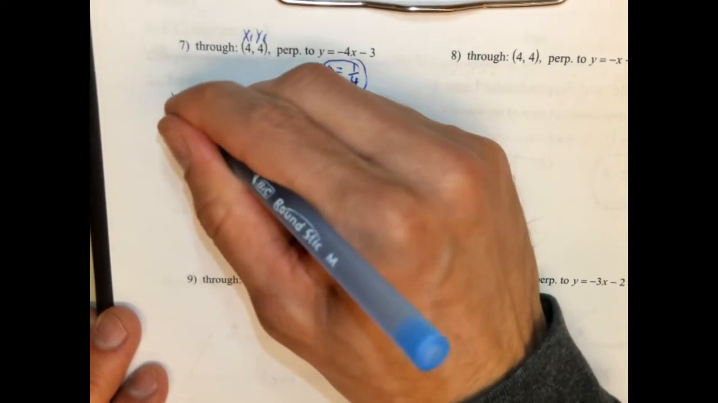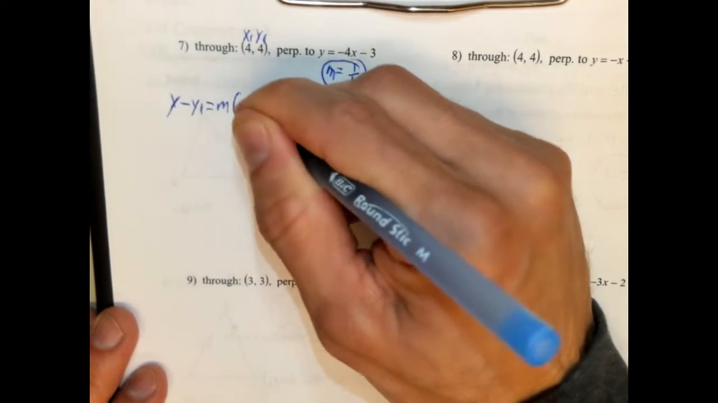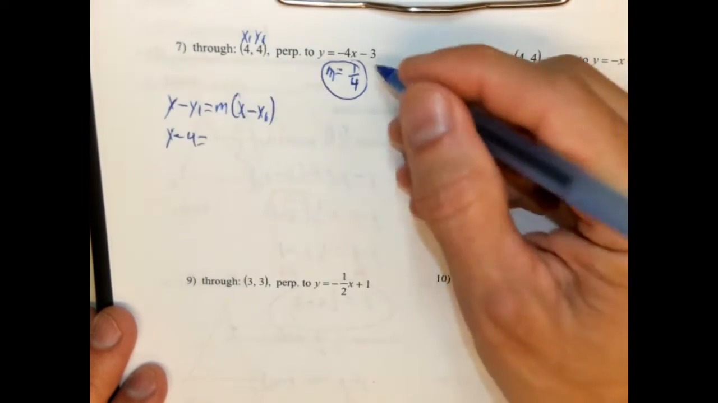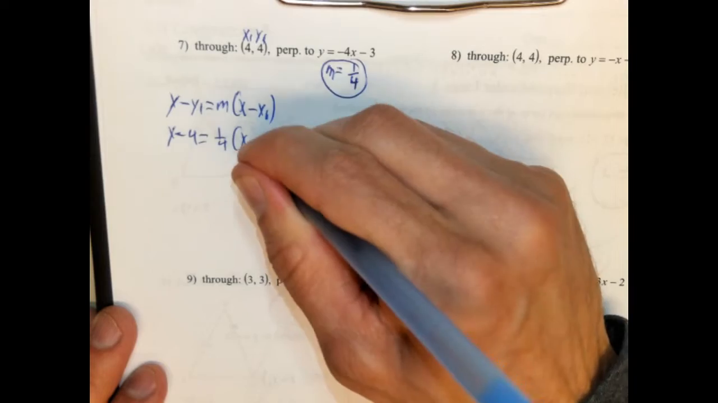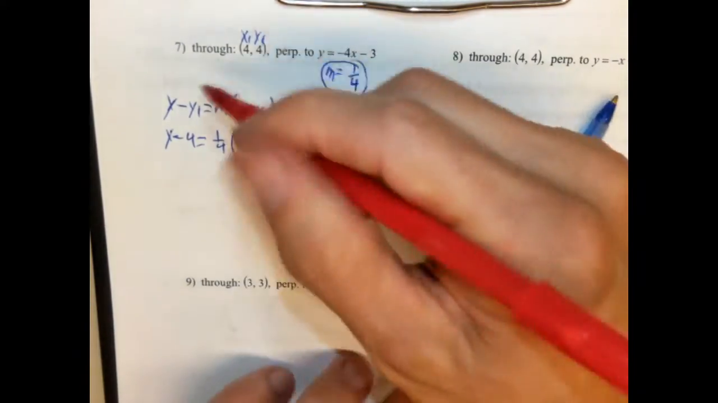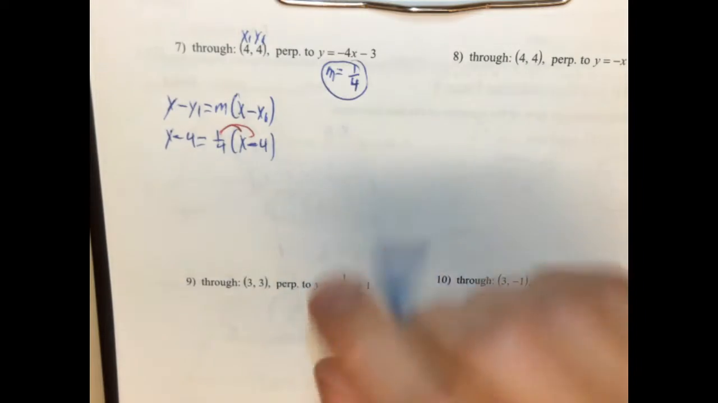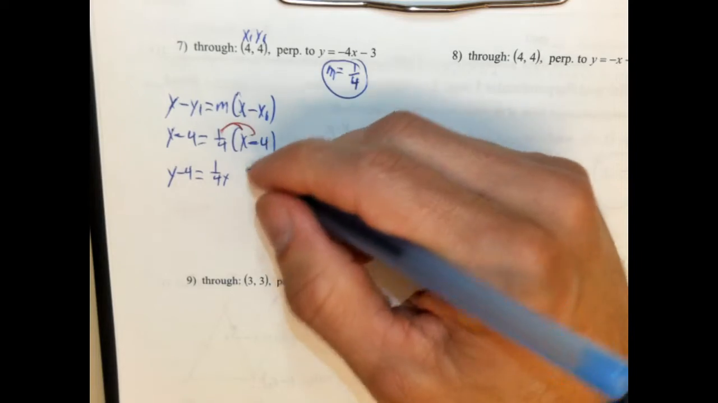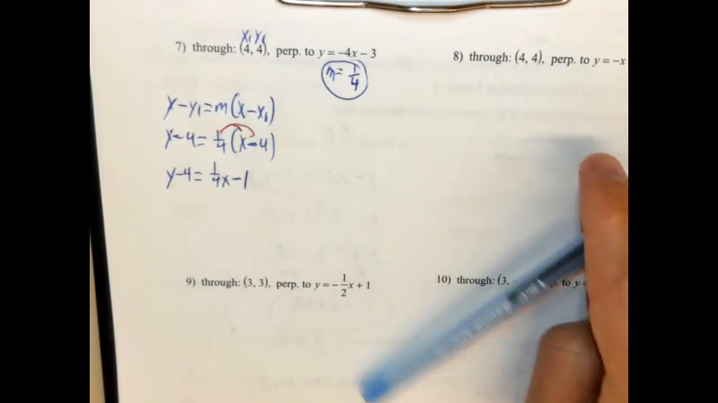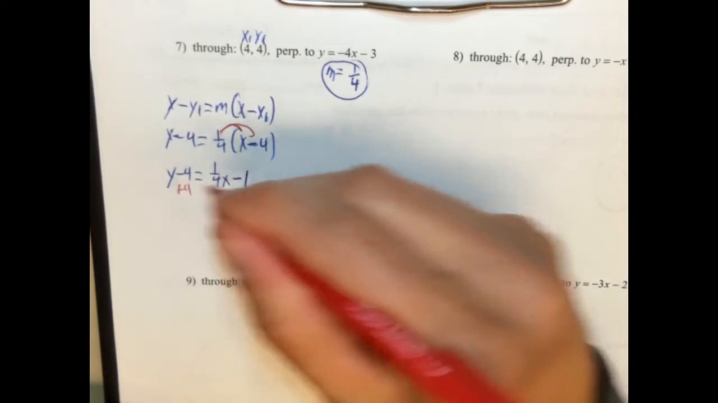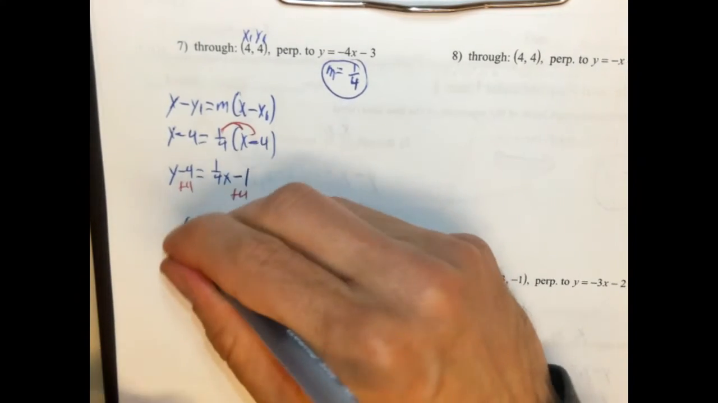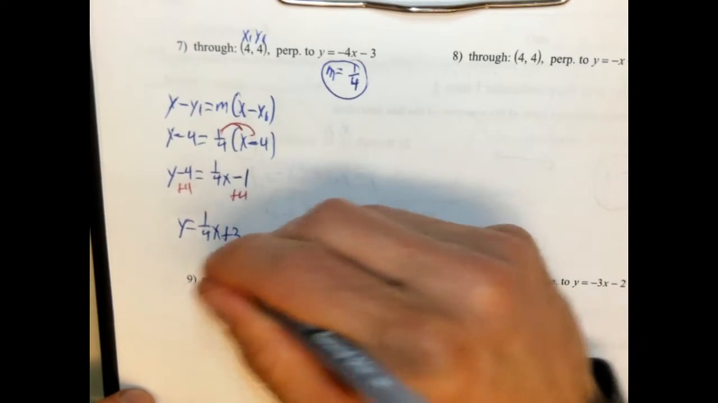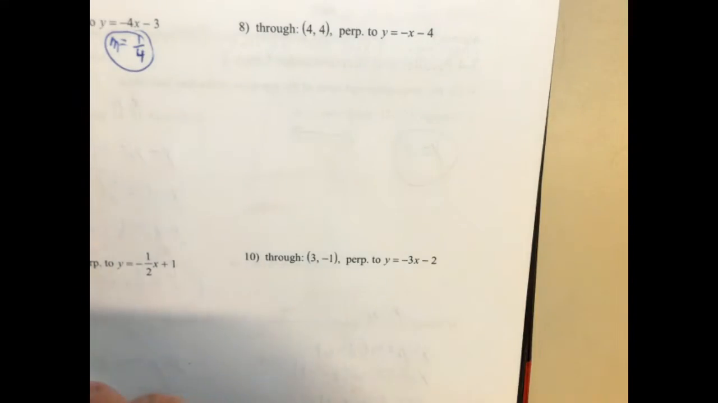So we're going to write our formula. y minus y1 equals m parentheses x minus x1. And y minus 4 equals 1/4 times x minus 4. Okay, no double negatives, that's kind of nice. We'll distribute this 1/4. y minus 4 equals 1/4 x, and 1/4 times negative 4 would be negative 1. Now we're going to add 4 to both sides. So we have y equals 1/4 x, and then negative 1 plus 4 is positive 3. There we go.